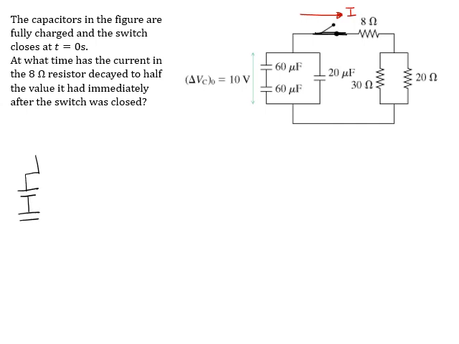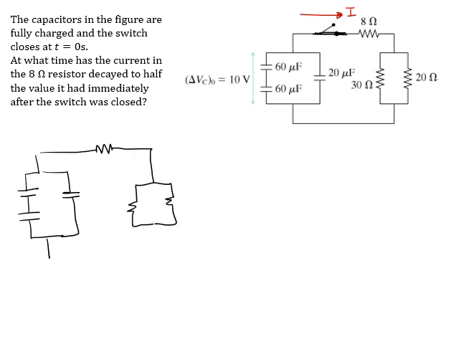I've got a 60 microfarad capacitor connected to a 60 microfarad capacitor, and that's in parallel to a 20 microfarad capacitor. I've got an 8 ohm resistor up top, then it comes down and it connects to a 20 and 30 ohm resistor where they're in parallel. So this is what my circuit looks like: 20 ohms, 30 ohms, 20 microfarads, and 60 microfarads each out here.